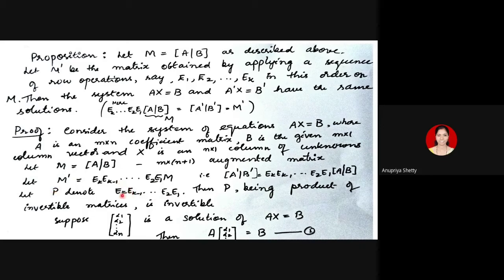Can someone tell me what will be the order of each of these elementary matrices? It is getting multiplied on the left of M. And you know what is the order of M? What is the order of M? It is here. So how many rows M has? M rows. It has M rows. Elementary matrices, remember, they are always square matrices. It is left multiplied on the left of M.